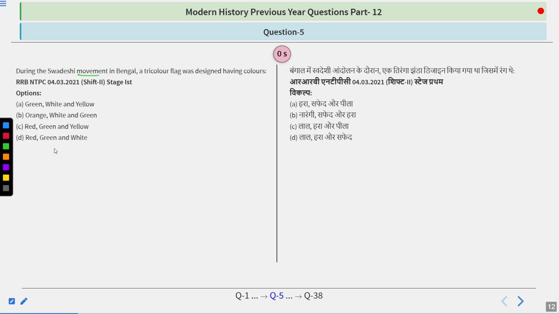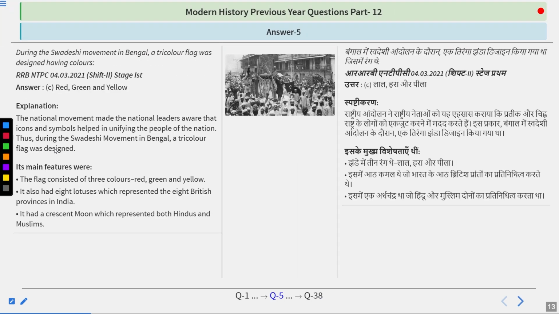And I guess the answer you are giving is right, because the answer is red, green, and yellow. So, national movement made the national leaders aware that icons and symbols helped in unifying the people of the nation. Thus, during the Swadeshi movement in Bengal, a tricolor flag was designed. The flag consisted of three colors: red, green, and yellow. It also had 8 lotuses, which represents the 8 British provinces in India. It had a crescent moon, which represents both Hindus and Muslims. So that was the flag that was first used, and colors were red, green, and yellow.